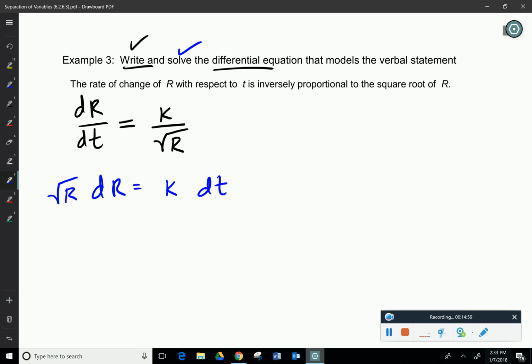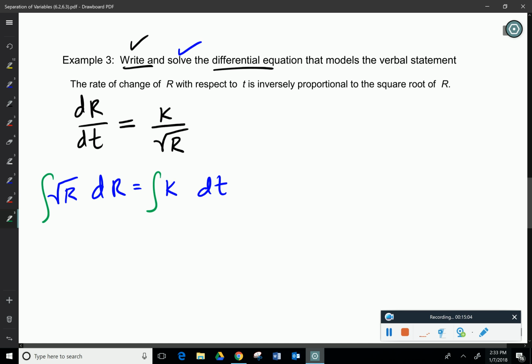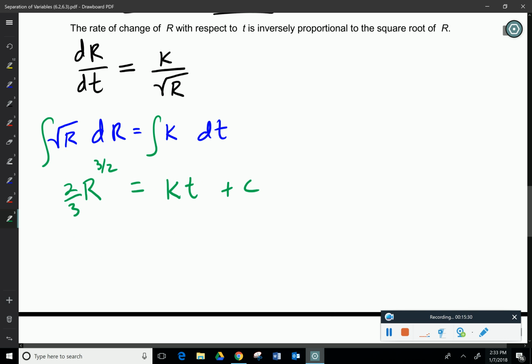So if I want to finish solving, I'm going to need to integrate both sides, right? If I integrate r to the 1/2, I'm going to have r to the 3/2 times 2/3. And if I integrate the right side, when you integrate a constant, don't you just get the constant times the variable, which in this case is t, and then don't forget your plus c. And here's a situation where they don't give me an ordered pair, so I'm not going to be able to find the plus c, so I'm just going to solve for r.